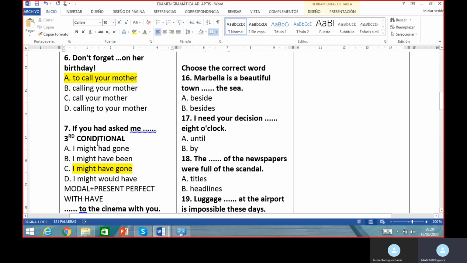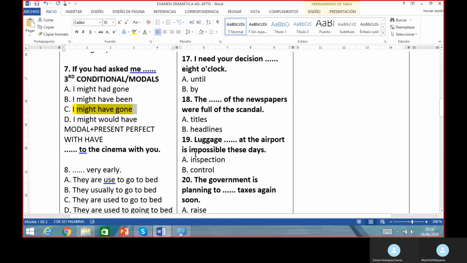Esto es el tercer condicional mezclado con los modales. Los modales, ¿por qué? Porque tengo el might y esto es un modal perfecto, ¿vale? Esto está en lo de equivalencias de tiempos verbales y a su vez es el tercer condicional, pues ¿por qué? Porque utilizo el pasado perfecto y luego un tiempo con un modal. I would have gone to the cinema with you. This is how the sentence finishes.